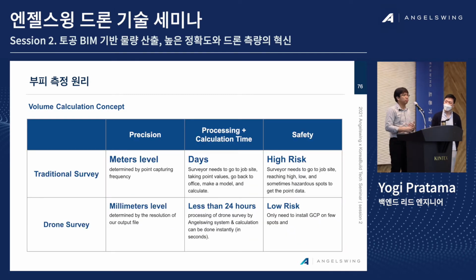How does this compare with the traditional survey of volume calculation? There are different metrics that our volume calculation can improve. The first aspect is the precision, which in traditional survey was at the meter level because it is determined by how often the surveyors go put their GPS and get the points data, and it's not easy to make it pretty often, so it's limited by that frequency and the distance.